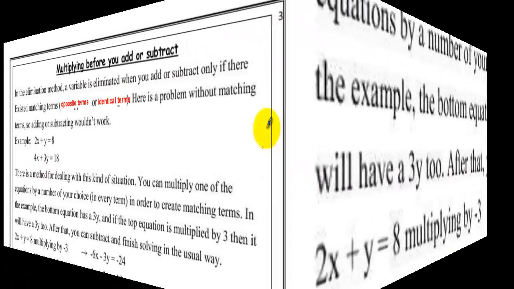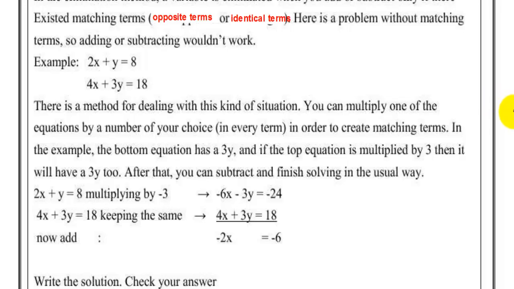So how are we going to deal with this type of system using the elimination method? We can multiply one of the equations by a number of our choice so that we'll be able to create matching terms. In this example, the bottom equation has a 3y. If the top equation is multiplied by negative 3, then the first equation will have a negative 3y. After that, once we add, we'll be able to solve one of the variables.